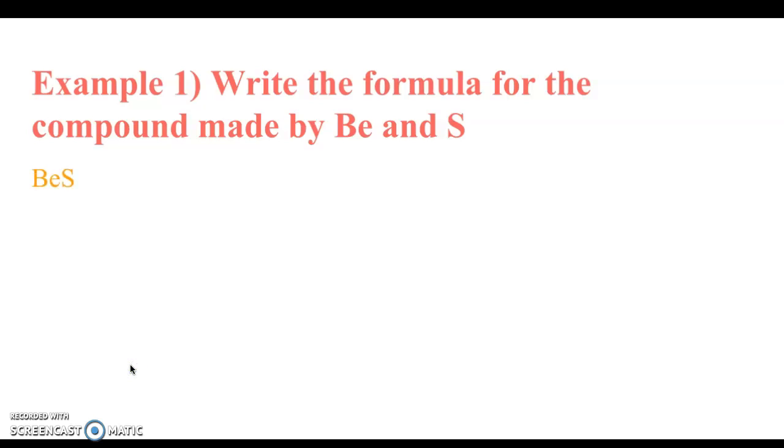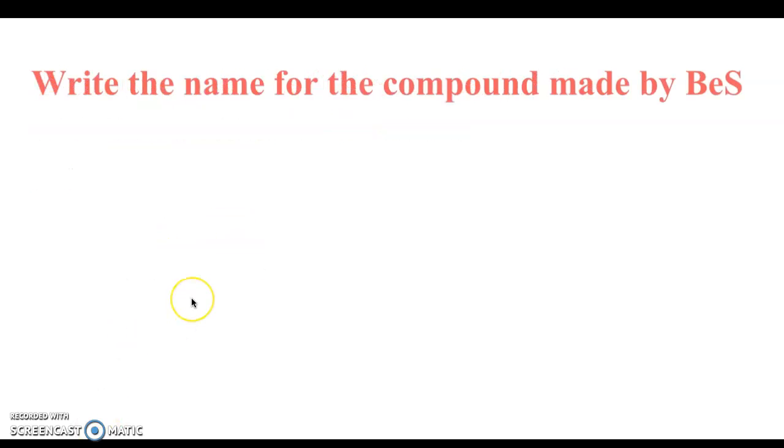When you're done, you should crisscross your +2 charge for beryllium and your -2 charge for sulfur, reduce, and get BeS as the formula. Now we're going to write the name for the compound made by BeS. Again, you're going to name your cation first because it always appears first in your actual formula.